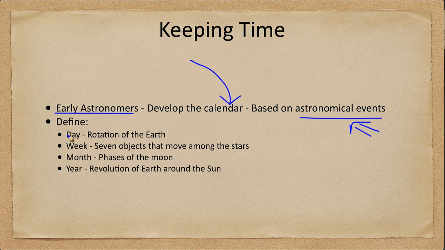So what do we mean there? Well, let's look at the day, the week, the month, and the year, which are how we tend to measure time. So our day is the rotation of the Earth. Why is our week 7 days? Well, there were seven objects known to the ancients that moved among the stars. The month was about the cycle of phases of the moon, and the year was the revolution of Earth around the sun. So all of these then put together give us our different measurements of time that we use today.